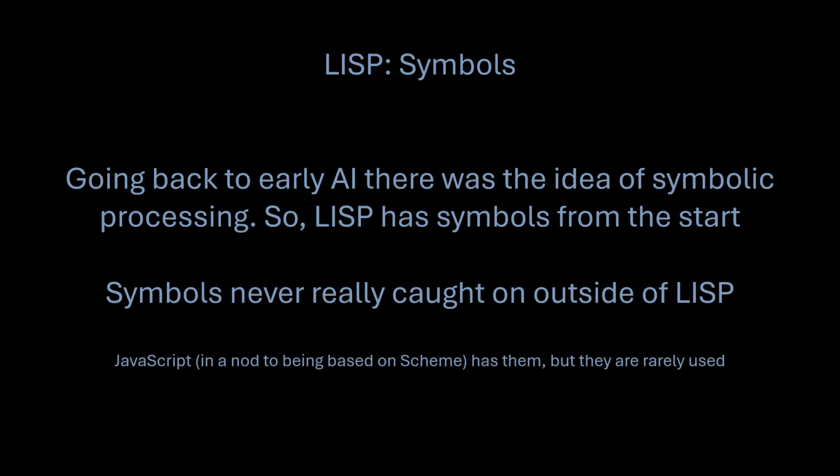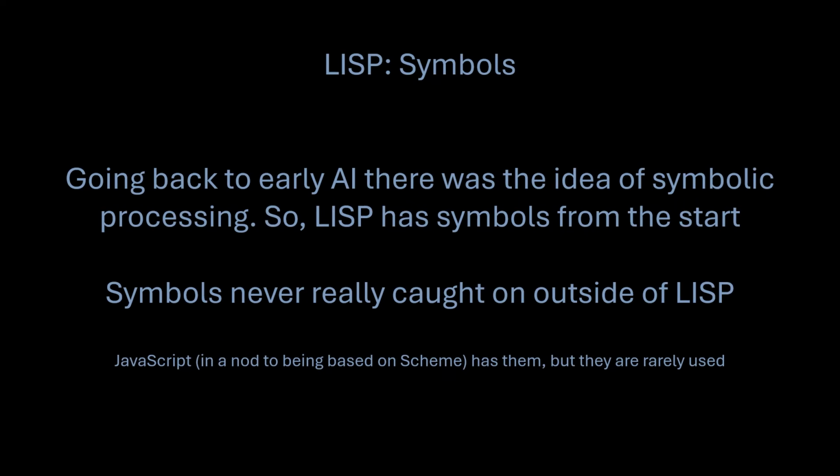Also, because they were doing AI, there's a lot of this idea that they were interested in symbolic processing. And so Lisp had this notion of symbols. And symbols have never really caught on outside of this family of languages. Even though JavaScript, because it was influenced by Scheme, has them, they're not really used. I would be surprised if a lot of very good JavaScript programmers knew that symbols even existed.